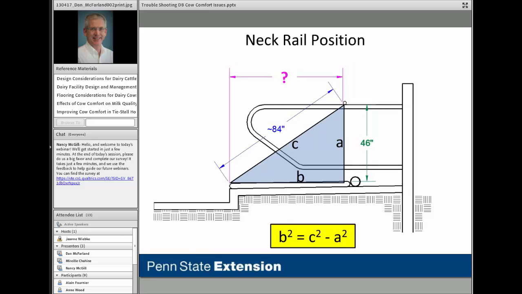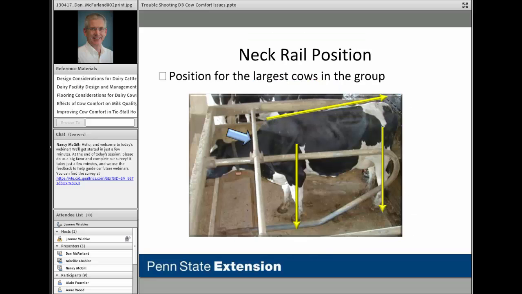If you've got an instance, for instance, where the neck rail is only 46 inches above the resting surface, then what should the position of that neck rail be horizontally? And again, using the Pythagorean theorem, you can figure out very quickly that that's 70 inches. So pushing that ahead may allow those cows to get in the stall better. But the dimensions are a good start. You really need to observe the cow and see what they're doing. They're the ultimate judge of how the stall is going to work.